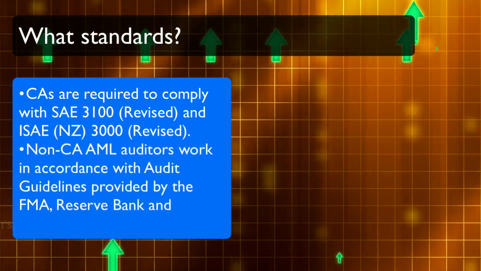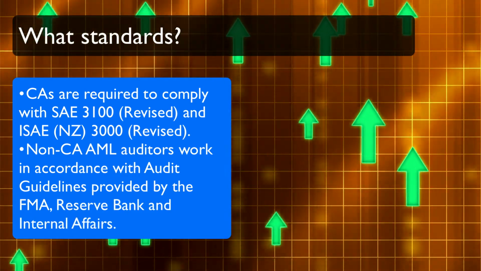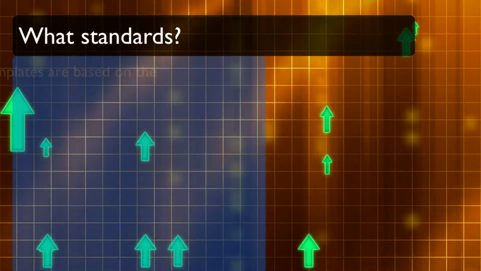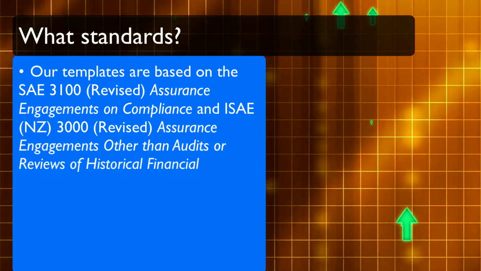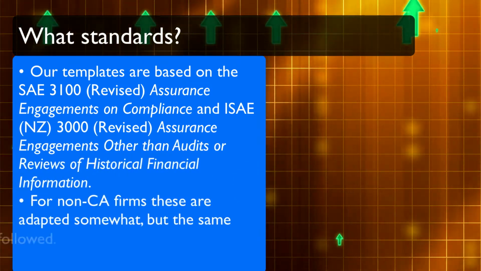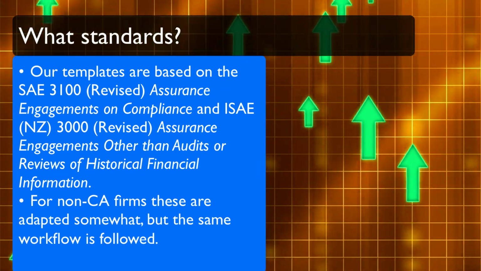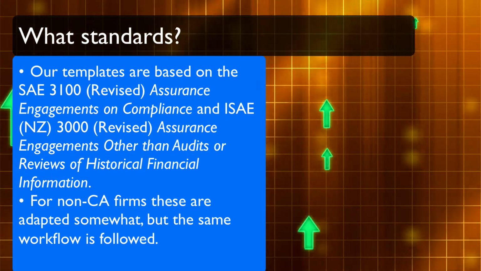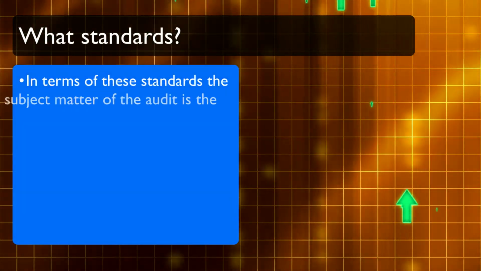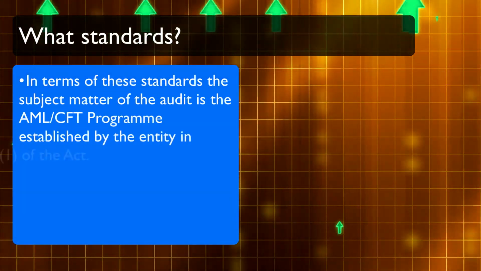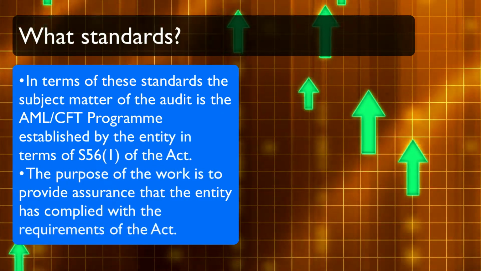Non-chartered accountant AML auditors work in accordance with the audit guidelines provided by the FMA, the Reserve Bank and Internal Affairs. So our audit templates are based on SAE 3100 and also based on ISAE NZ 3000 revised. For non-CA firms, we use the same template, but these are adapted somewhat, but the same workflow is followed. In terms of these standards, the subject matter of the audit is the AML CFT program established by the entity in terms of Section 56(1) of the Act. The purpose of the work is to provide assurance that the entity has complied with the requirements of the Act.